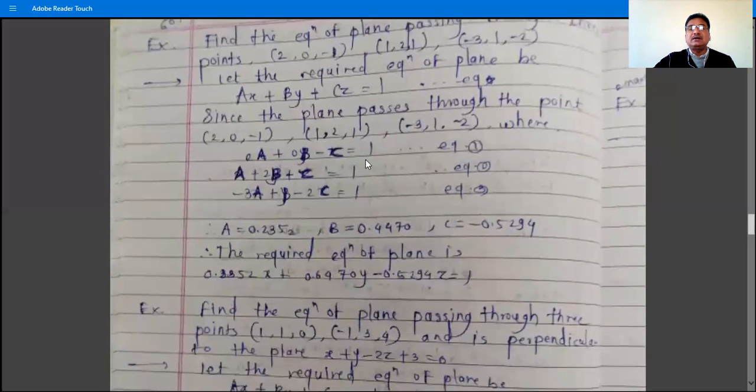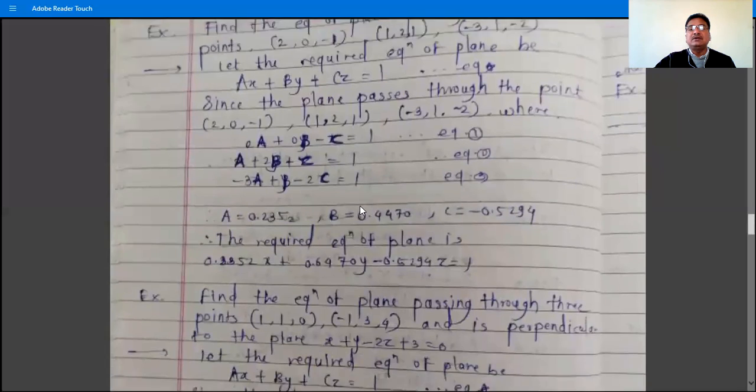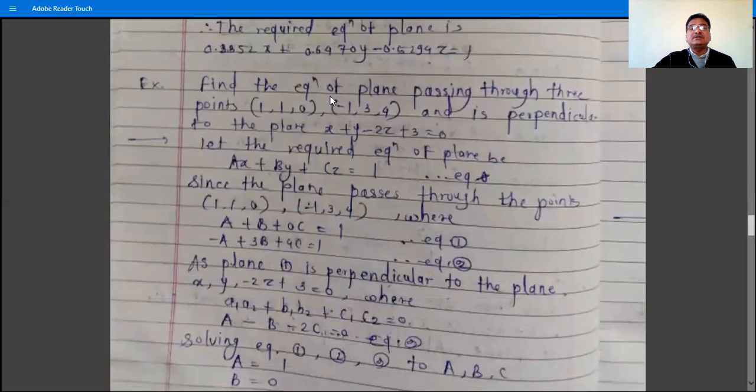Since these 3 points lie on this plane, they satisfy the equation of the plane, and we have the three equations 1, 2, 3. Solve 1, 2, 3 for A, B, C by using either a calculator or the augmented matrix Gauss elimination method.